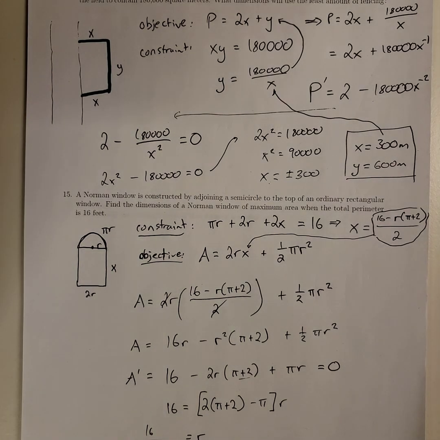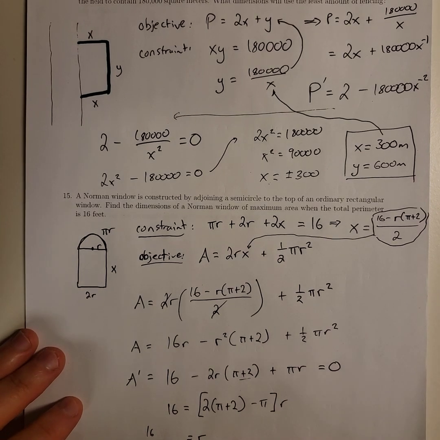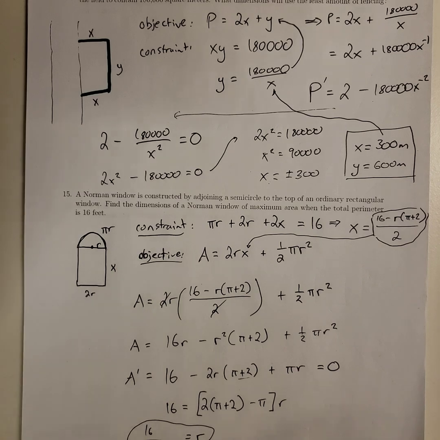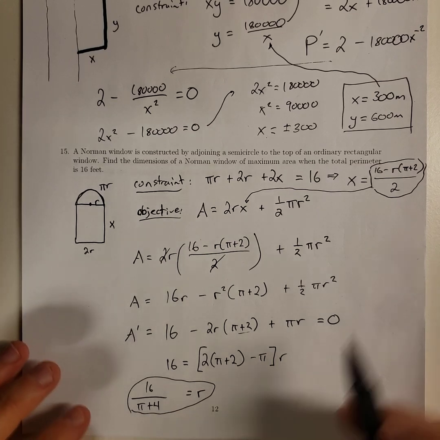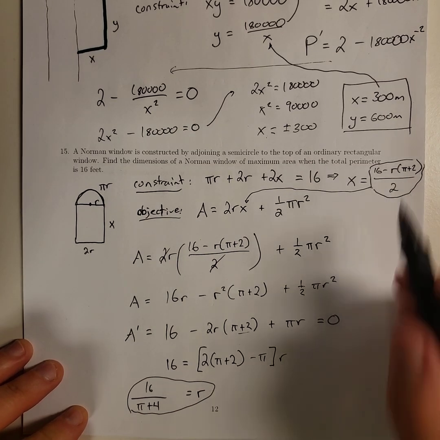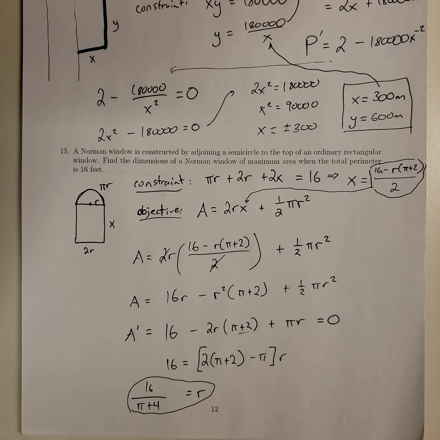Okay. I guess we can leave that as the answer. I was hoping to get an approximation there, but that'll be our radius, 16 over pi plus 4. And then you can go back and find x. So you could plug this back in and see what x is. So I'll let you do that on your own.